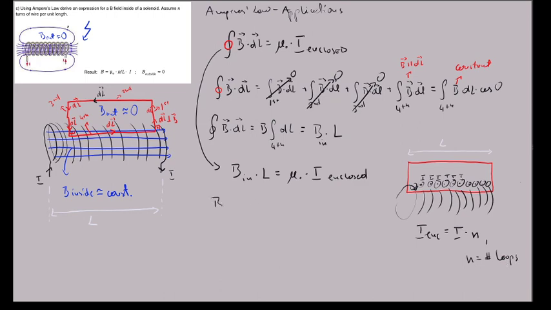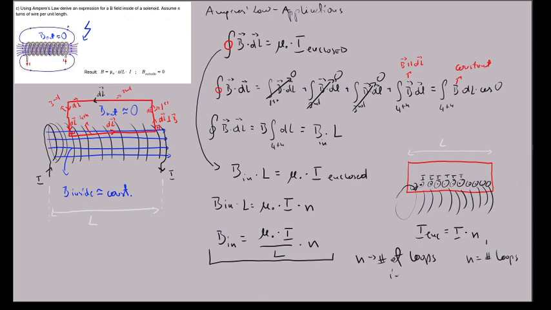And so this equation then becomes B on the inside times the length of the solenoid equals mu naught times I in the solenoid times N. And now I have my expression for the magnetic field on the inside of the solenoid. It's just going to be mu naught times I over L times N, where N is the number of loops in the solenoid. Okay, this would be the magnetic field on the inside of the solenoid.